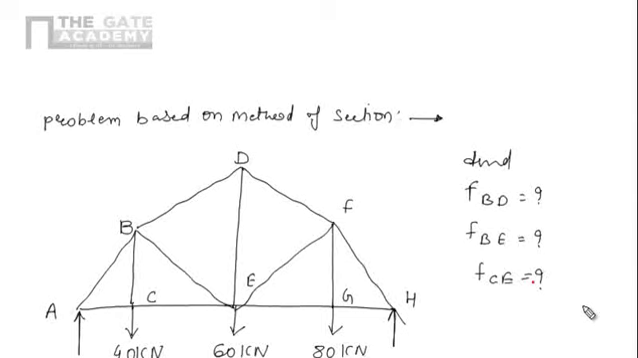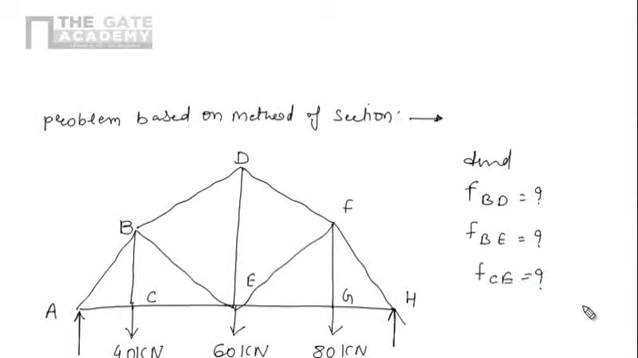So we know the method of joint is applicable where we have to find out forces in all the members, but in case of method of section, we are interested in forces in a few members. Or we can say that if we want to find out forces only in a few members, then we have to go for method of section. By method of section, we can easily find out the forces in few members.